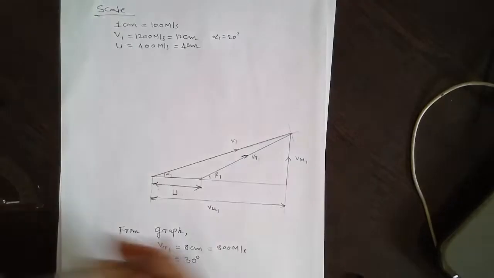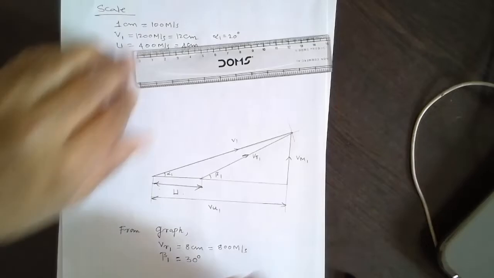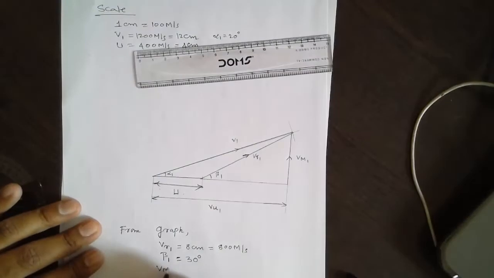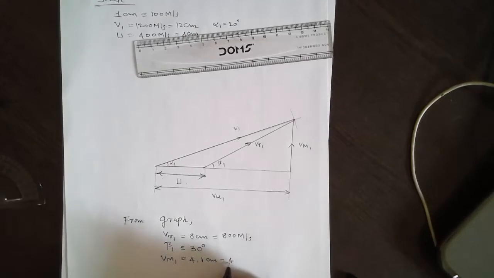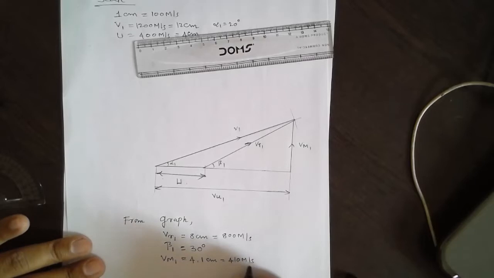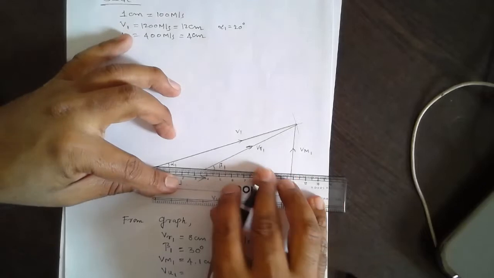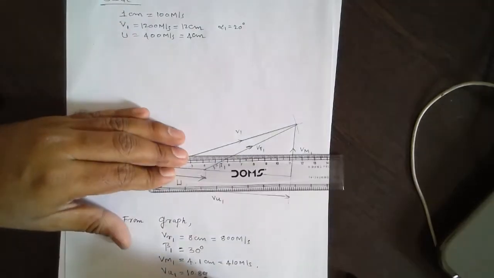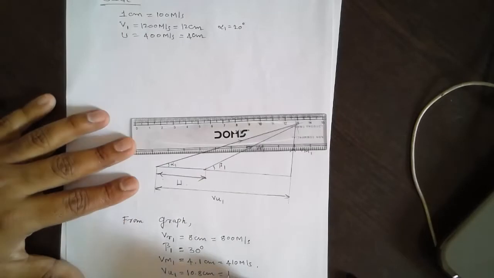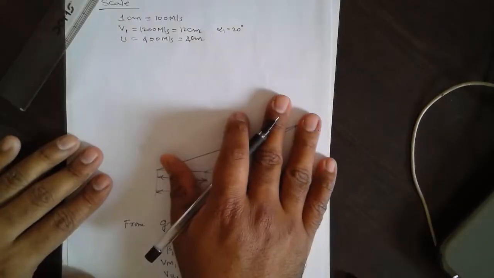Then VM1 is 4.1 centimeter, means 410 meter per second. Then VU1 equal to 10.8 centimeter, which means it is 1080 meter per second. This one is the inlet velocity triangle.